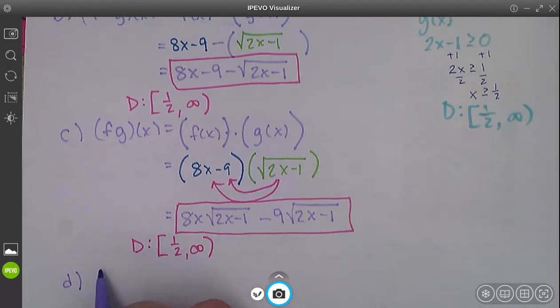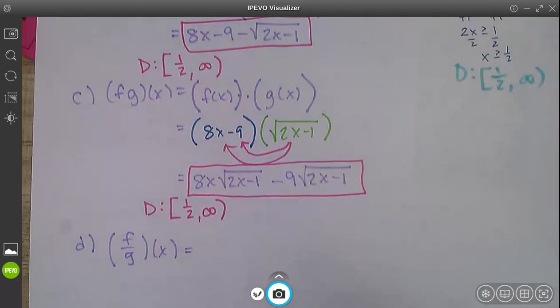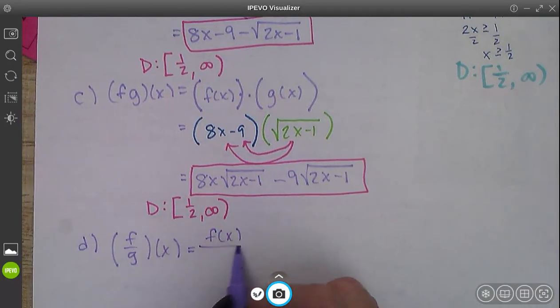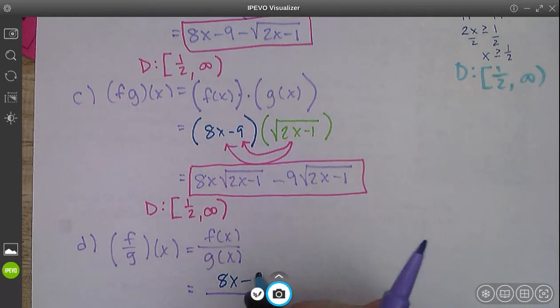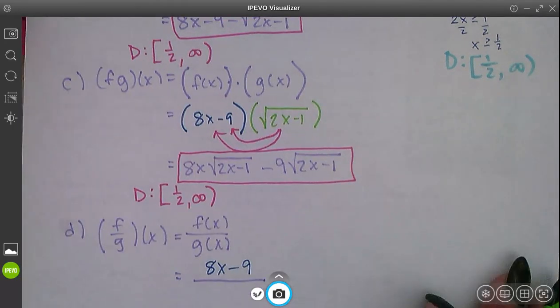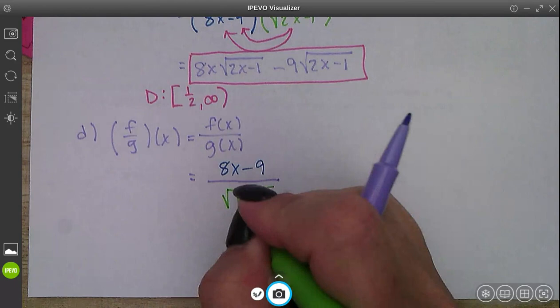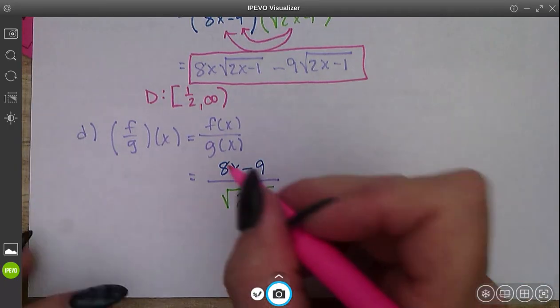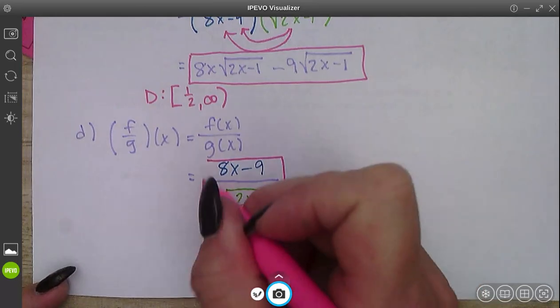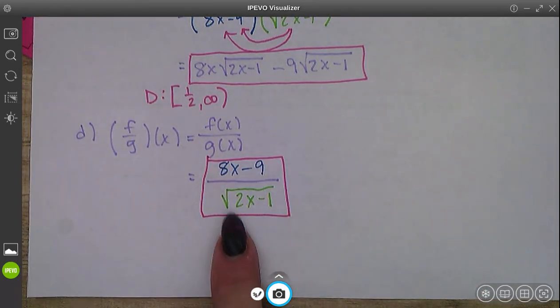Letter D was f over g of x. Remember that f over g of x means to take f of x over g of x. Since f of x was 8x minus 9, and g of x was square root of 2x minus 1, hopefully they won't make you rationalize the denominator. I definitely would not. I'll show you what it looks like if you have to, because sometimes my math lab does weird stuff, but I would just leave it like this personally. I would accept this answer on a test.